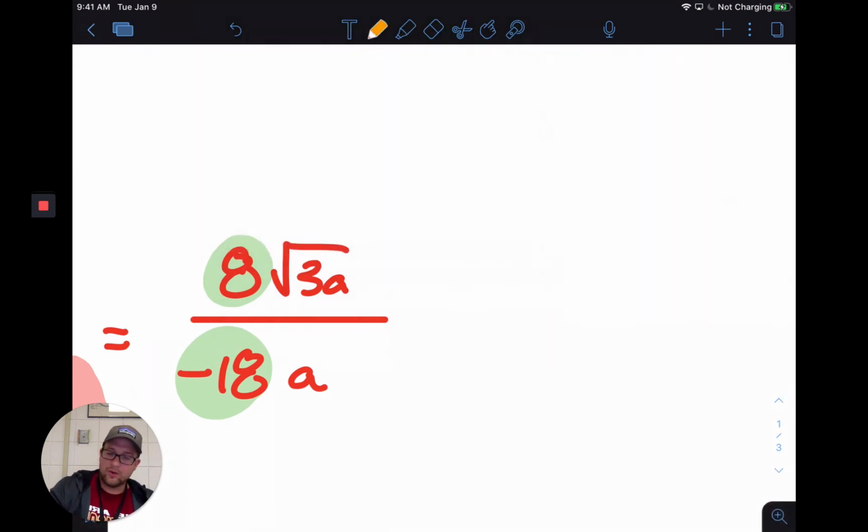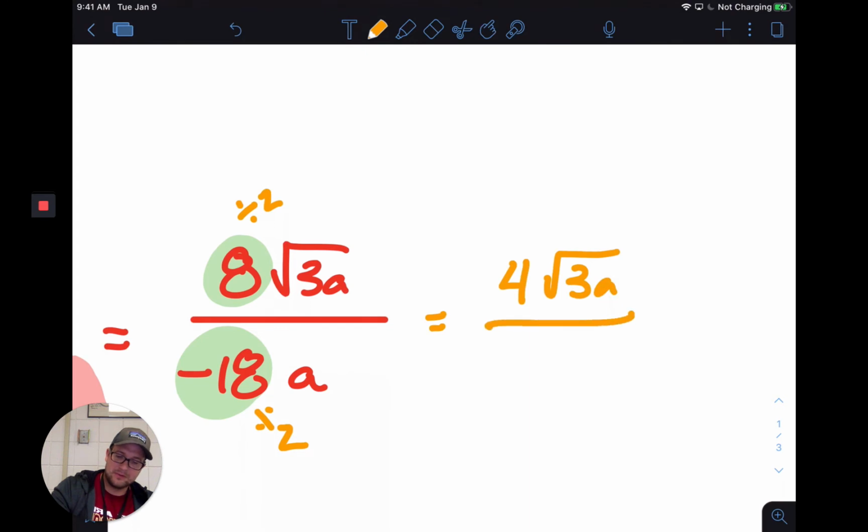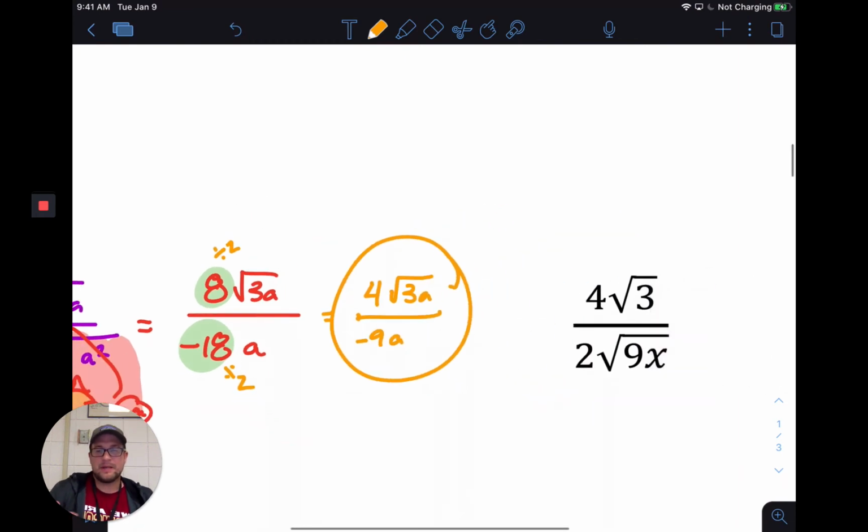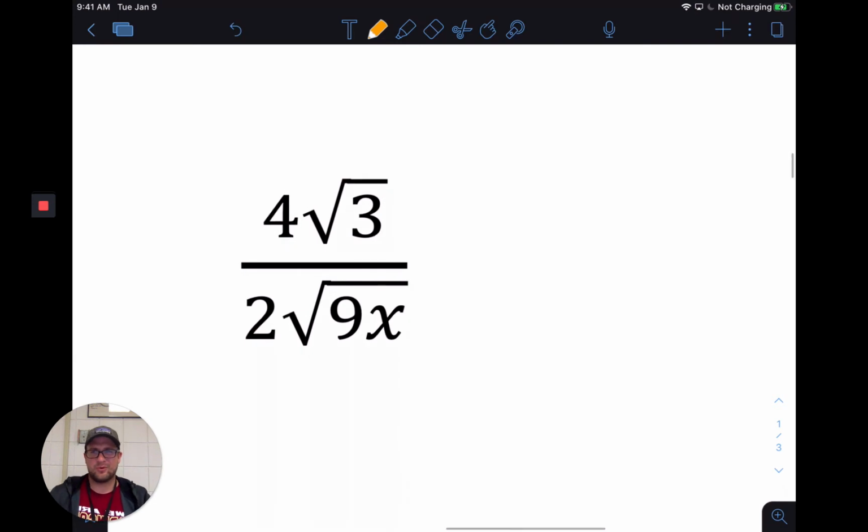So we know each of these could be divided by 2, which would then leave us with 4 square roots of 3a over a negative 9a. And we're done. Again, we can't reduce the bottom with what's inside that radical, the 3a there, because they're insides and outsides.